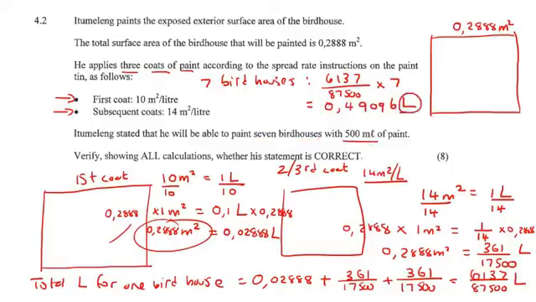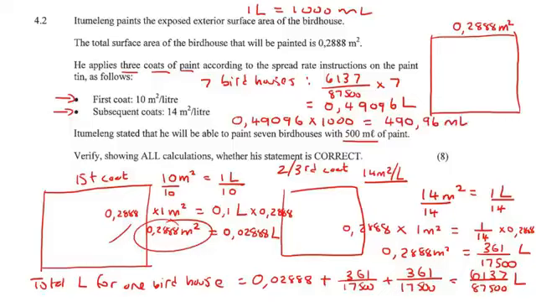Now, he says he would be able to do it with 500 milliliters. So let's change this back to milliliters. Remember that in 1 liter, it's 1,000 milliliters. So we multiply this by 1,000, and that gives us 490.96 milliliters. So to be able to paint 7 birdhouses, Itumeleng would need that many mils of paint. He says he could do it with 500 mil of paint, so he is correct. He will be able to do 7 if he uses 500 mils of paint.